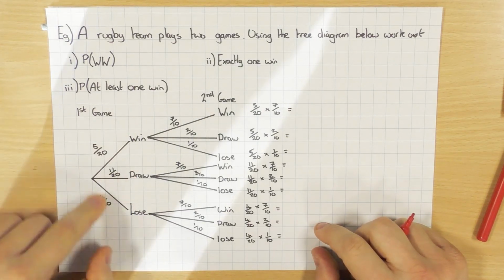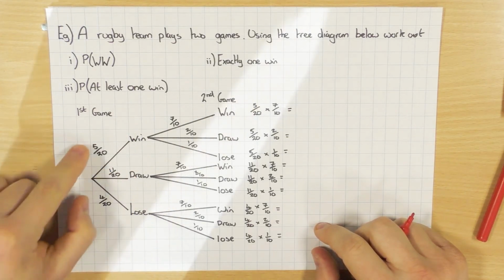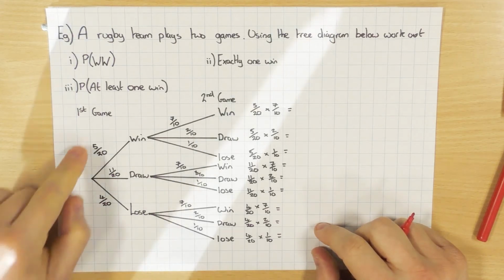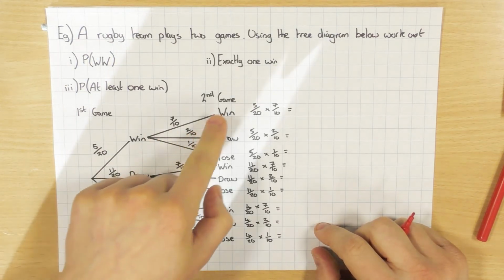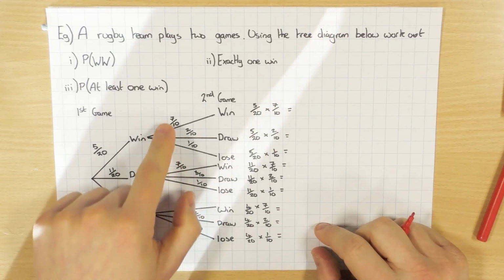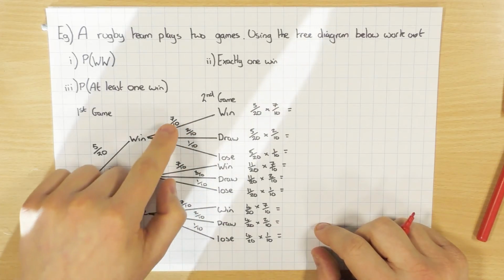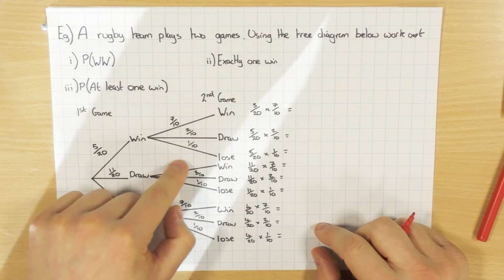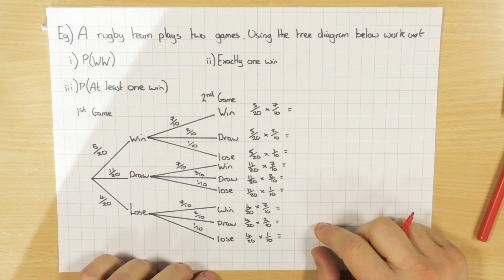So that's for the first game, and I've just made up some probabilities here. Notice again, they all add up to 1. And then, of course, the second game, win, draw, lose for each of the possibilities. And again, I've just made up some probabilities here. So exactly the same. These all add up to 1, all add up to 1, all add up to 1.